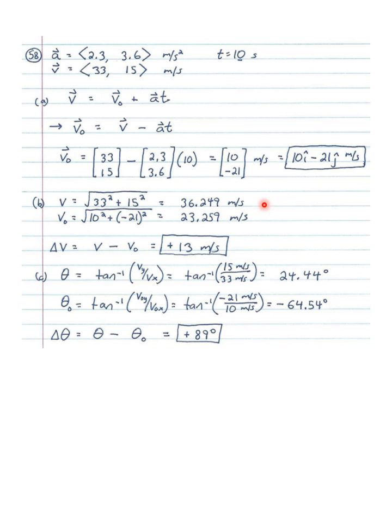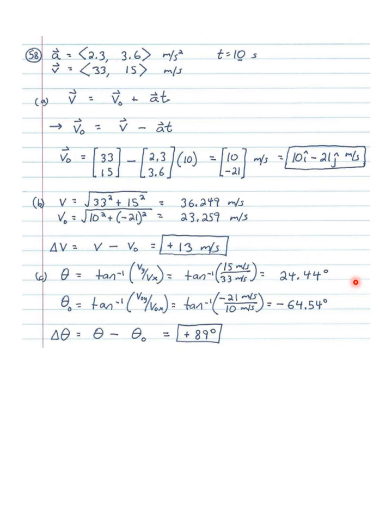The initial velocity, so that top one was the final velocity, the initial one we just solved in part A. 10 squared plus negative 21 squared, square root, and that gives 23.259 meters per second. The change in speed is just the final minus initial. So we get that it increased by 13 meters per second.